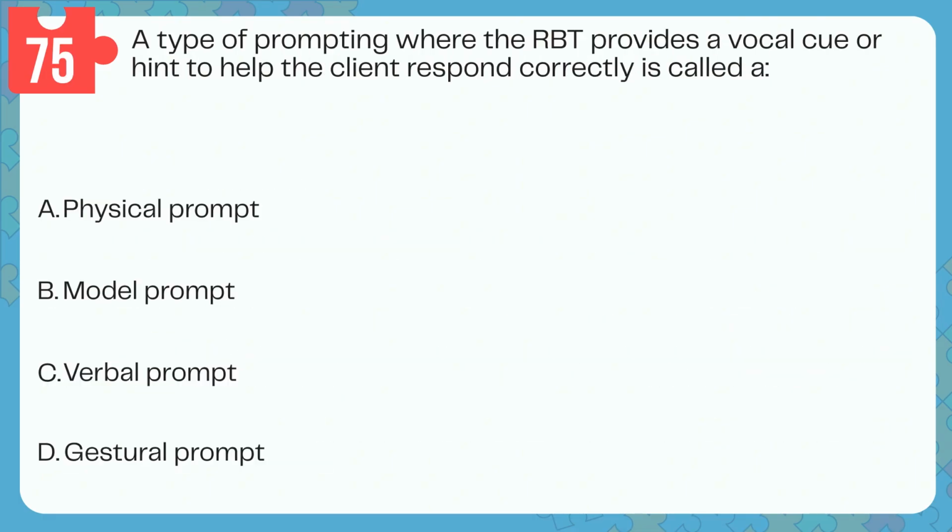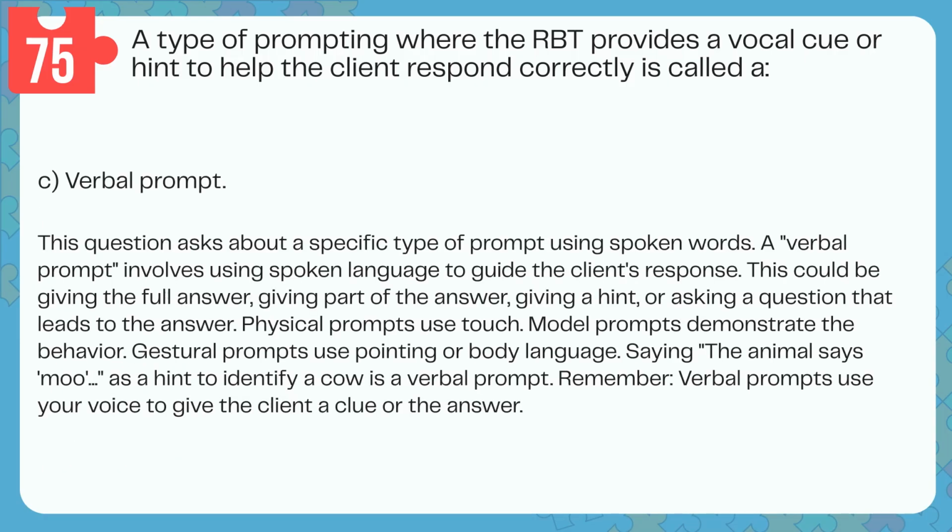Question 75. A type of prompting where the RBT provides a vocal cue or hint to help the client respond correctly is called A. Physical prompt, B. Model prompt, C. Verbal prompt, D. Gestural prompt. Answer: C. Verbal prompt. This question asks about a specific type of prompt using spoken words.